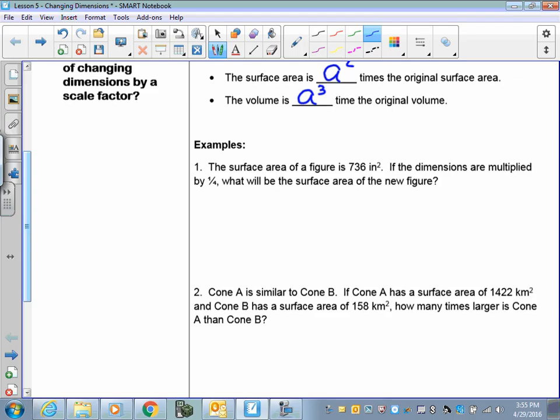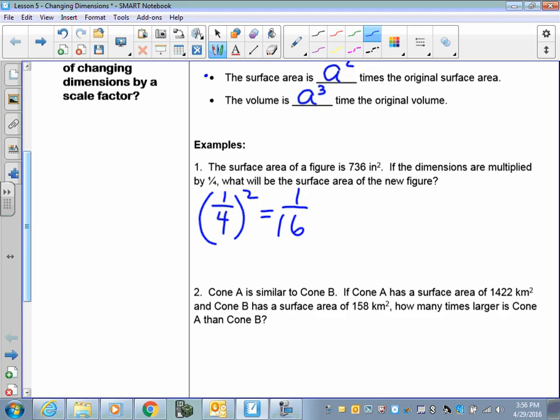The surface area of a figure is 736 square inches. If the dimensions are multiplied by 1/4, so clearly I'm going to have a smaller figure, what will be the surface area of the new figure? If I'm multiplying my dimensions by 1/4, I have to square that to find the surface area of the new figure.